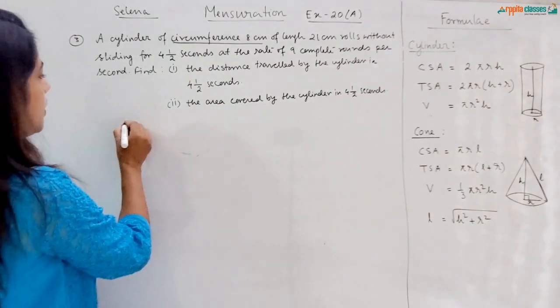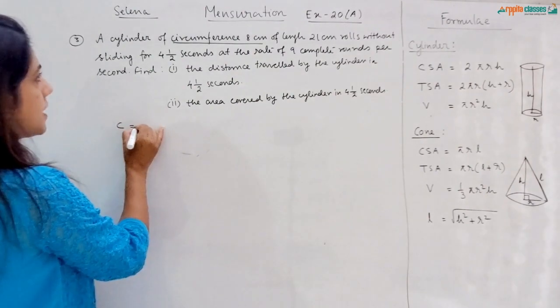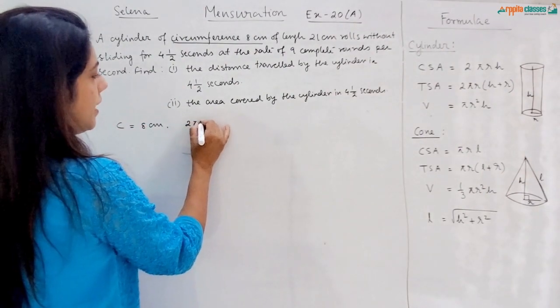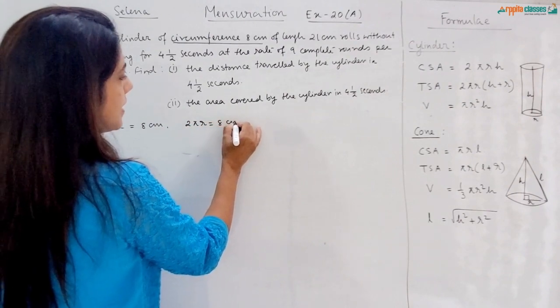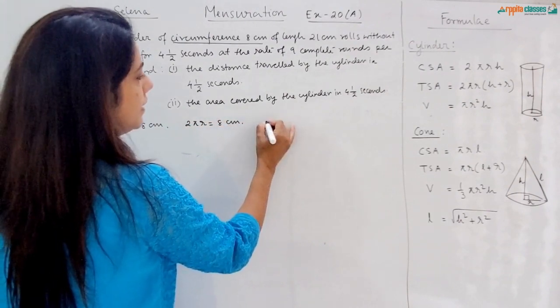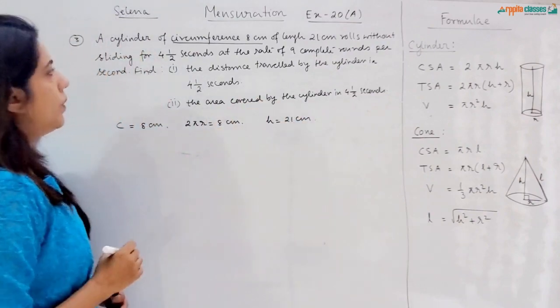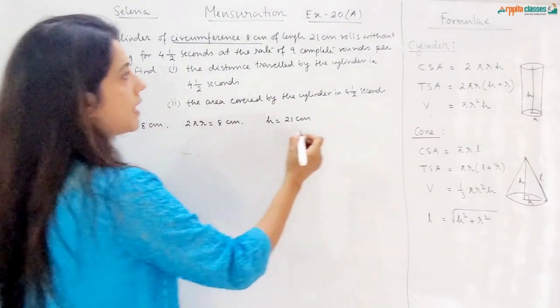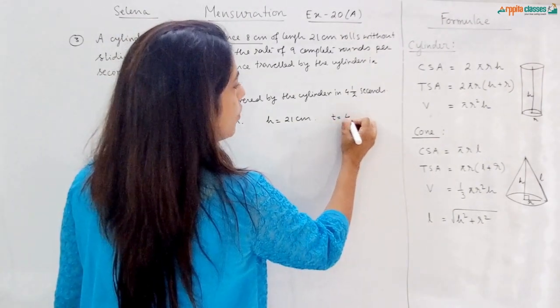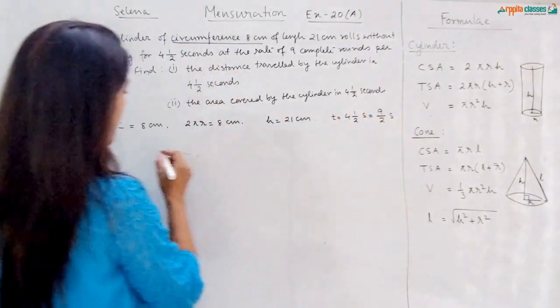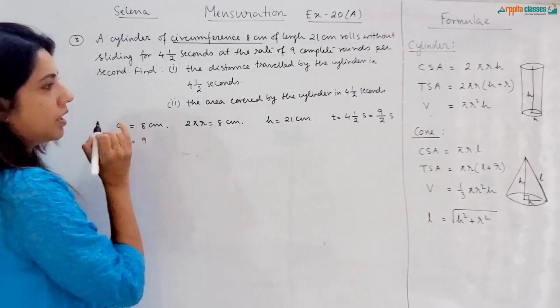So let us see what all things are given. First of all, the circumference is given, 8 cm, and circumference is 2 pi r. So 2 pi r is 8 cm. Secondly, the length, that is height, is equal to 21 cm. Now it is rolling and the time is given as 4 whole 1 by 2 seconds, that is 9 by 2 seconds, and there are 9 complete revolutions.